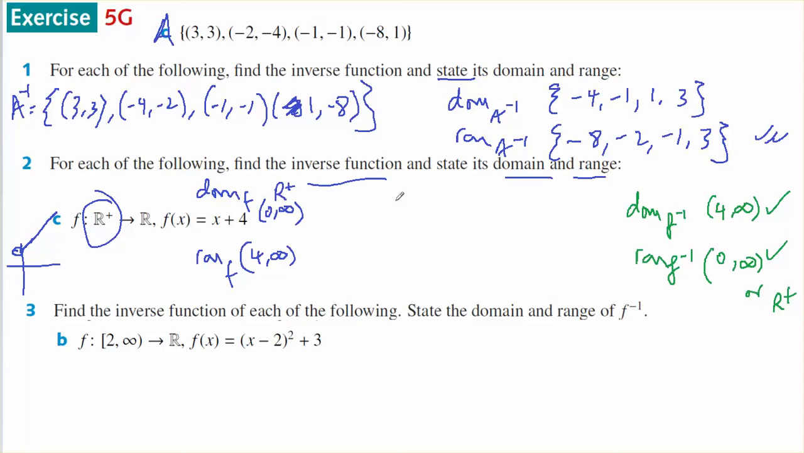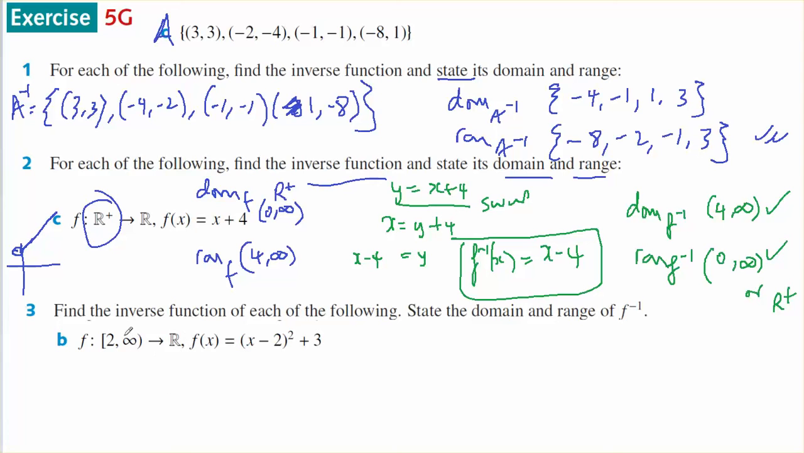So how do I find the rule? So y equals x plus 4 of my original. When I swap them, I've got x equals y plus 4, so y equals x minus 4, therefore the inverse function is going to be x minus 4.